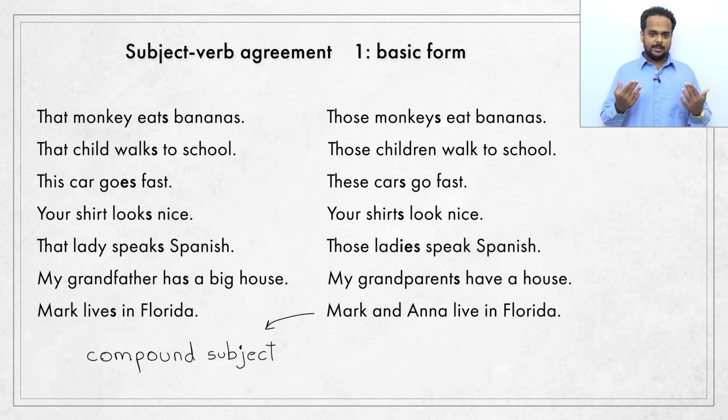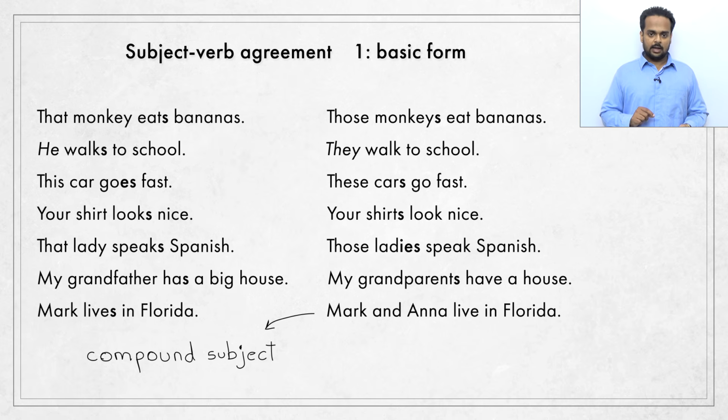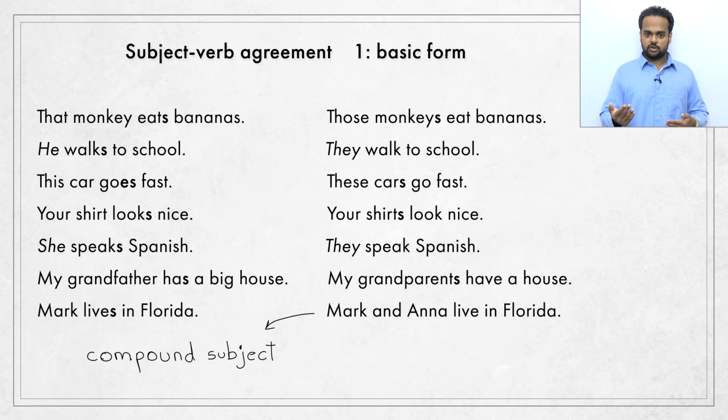But in natural speech and writing, we often use pronouns in the place of nouns to avoid repetition. For example, instead of "that child," I can say "he walks to school." And instead of "those children," "they walk to school." In the place of "that lady," I can say "she speaks Spanish." And for the plural, again, "they speak Spanish." "They" here refers to those ladies. "This car goes fast" can be rewritten as "it goes fast," and "these cars" becomes "they go fast."